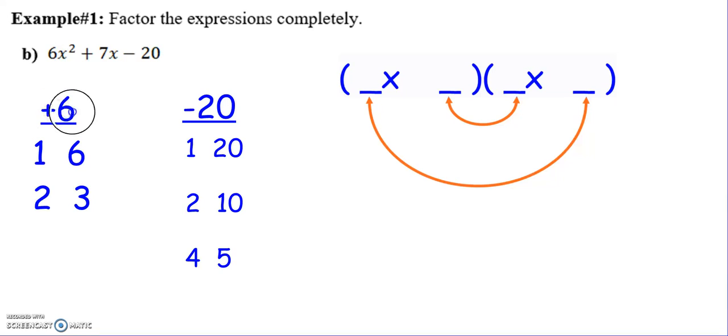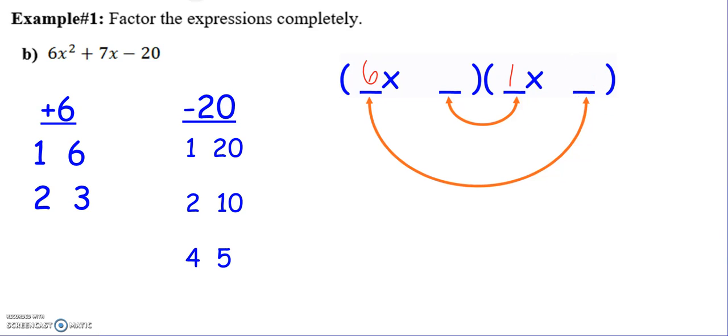So the first term is 6. Here's the factors. Negative 20, here's the factors. And let's just try some work. So I'm going to put the 6 here, and 1 here. And maybe I just try, and some of these you could do in your head. Obviously, if I put a 20 here, well, 6 times 20 is 120. That's not even close to 7, so I'm not going to try that one.